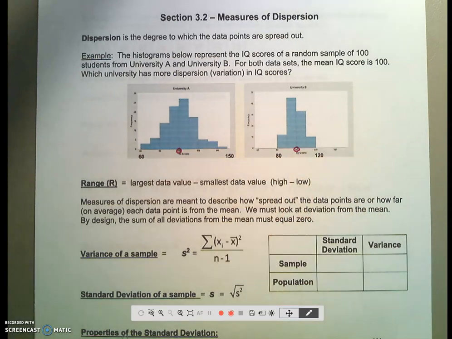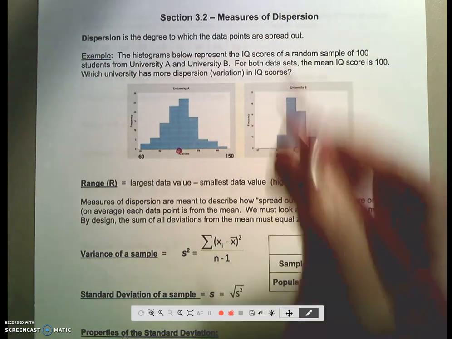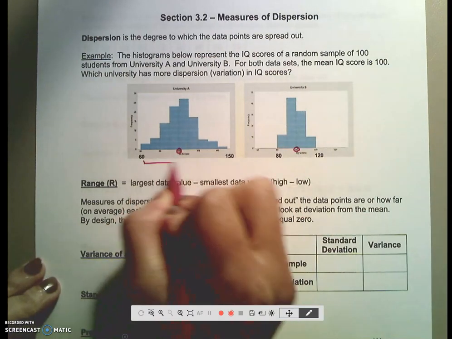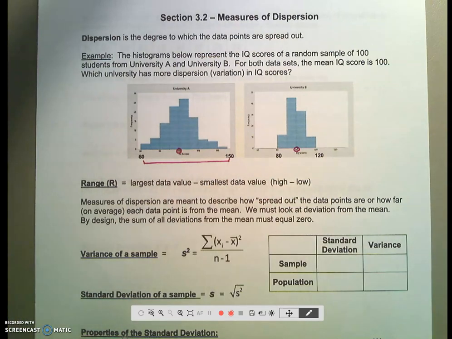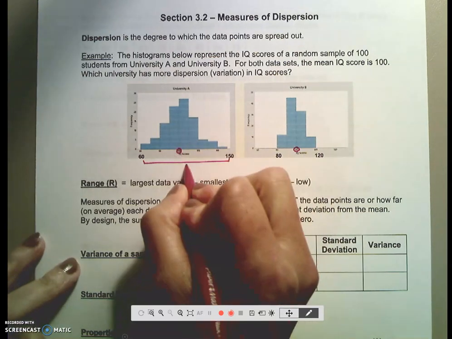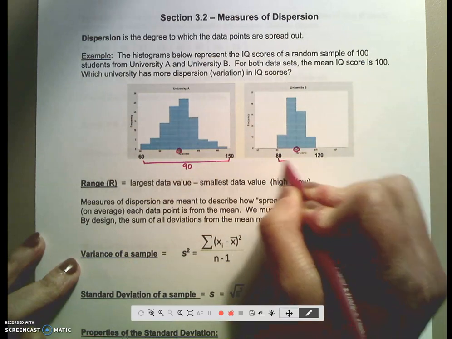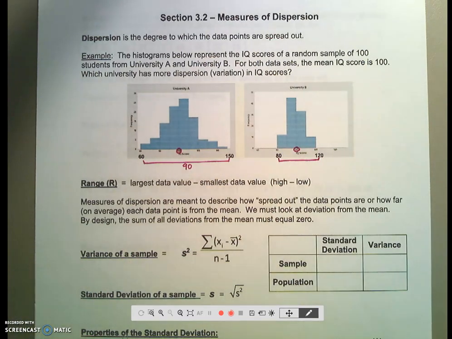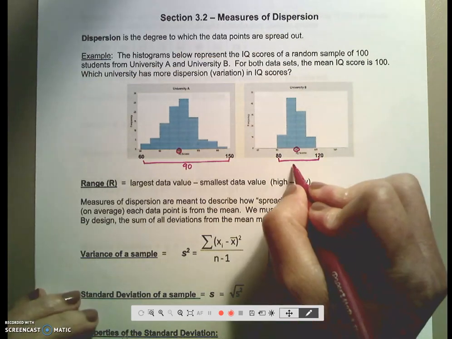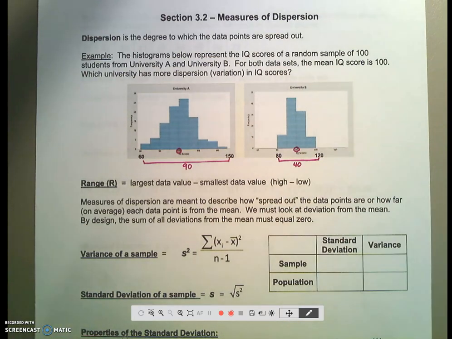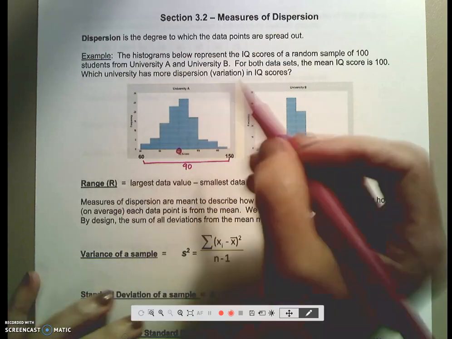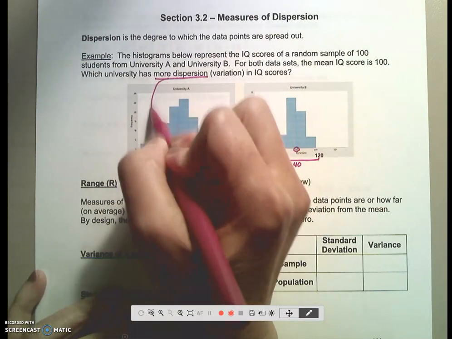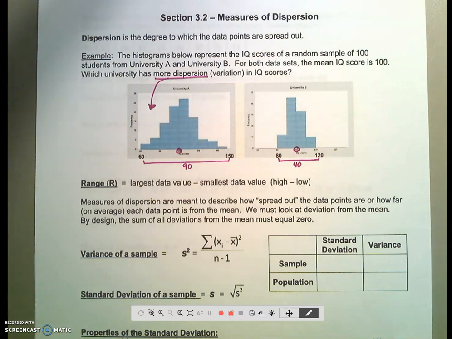And we're using a very simplistic measure of spread here. It's called the range. So in this case, because this goes from 60 to 150, that would be a difference of, let's see, if you subtract, you would get 90. That's a range of 90. This one over here from 80 to 120 only has a range of 40. So actually the spreads are pretty different. Which one has more dispersion? Well, that would be University A. They're much more spread out.